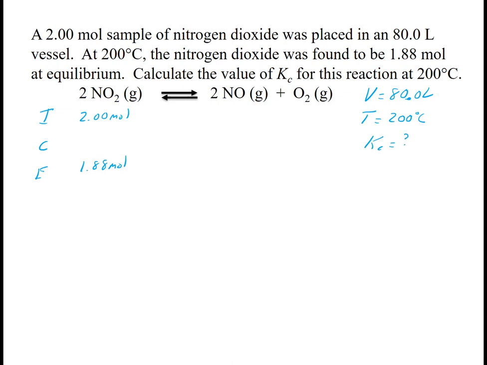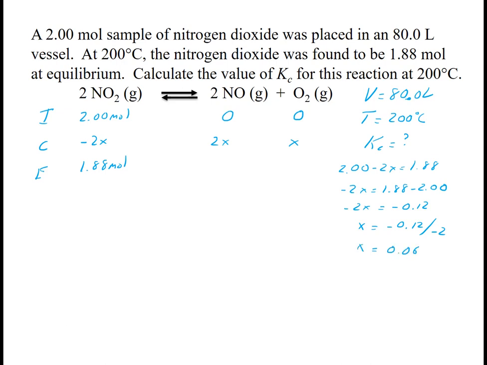Okay, so I'm going to fill out my ice table. Any products not specifically mentioned are 0. The reactants are minus 2x. The products are 2x and x. Again, this is the one that I have the I and E for, so it's going to be 2.00 minus 2x is equal to 1.88. So negative 2x is equal to 1.88 minus 2.0. So negative 2x is equal to negative 0.12. X then is negative 0.12 divided by negative 2 to give me x equal to 0.06 moles.